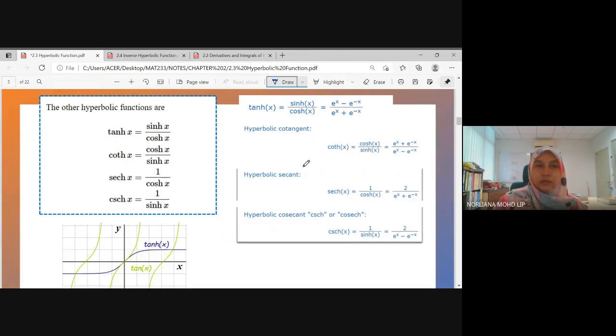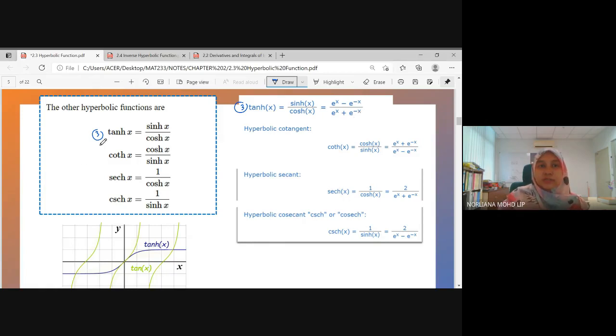Okay, the other hyperbolic functions, other than the hyperbolic sine and cos, include the hyperbolic tangent. This is number 3, formula number 3. Hyperbolic tangent equals the hyperbolic sine over hyperbolic cos. By using definition, it equals this equation, number 3: exponent x minus exponent negative x over exponent x plus exponent negative x.